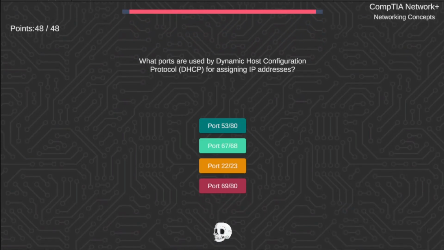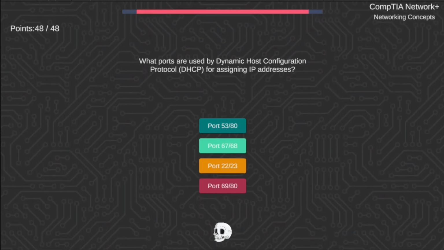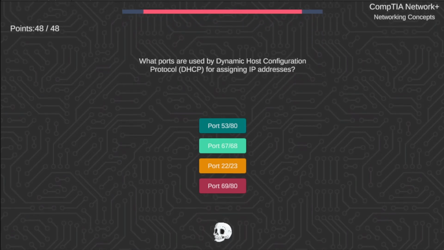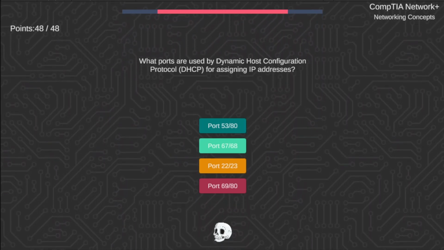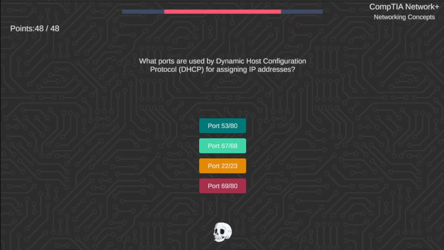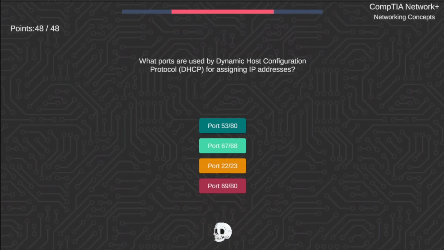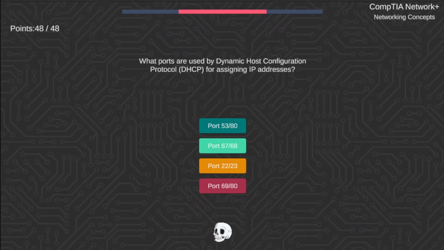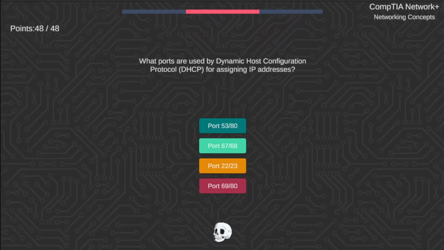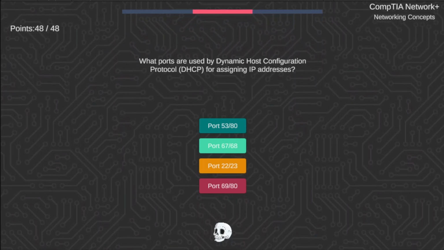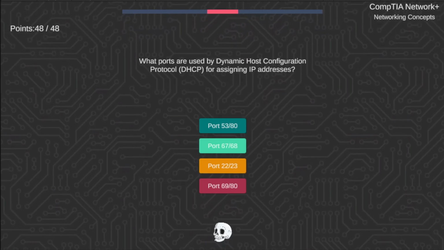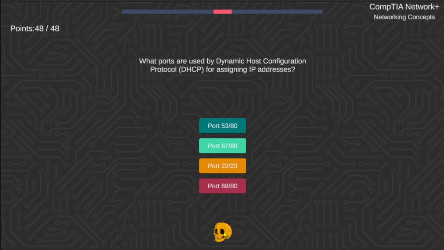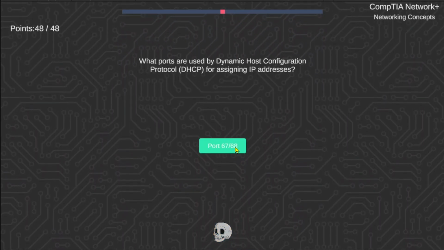What ports are used by Dynamic Host Configuration Protocol, DHCP, for assigning IP addresses? Port 53 and 80, Port 67 and 68, Port 22 and 23, or Port 69 and 80? What ports are used by DHCP? Correct answer is Port 67 and 68.